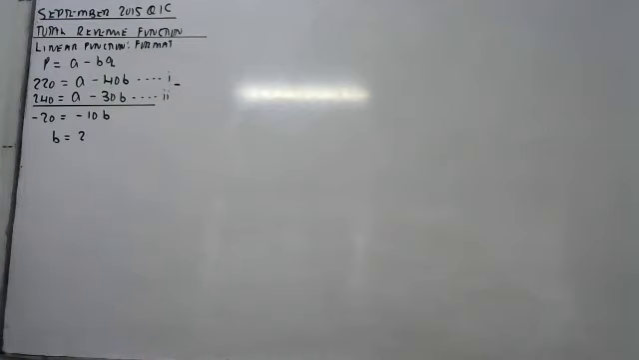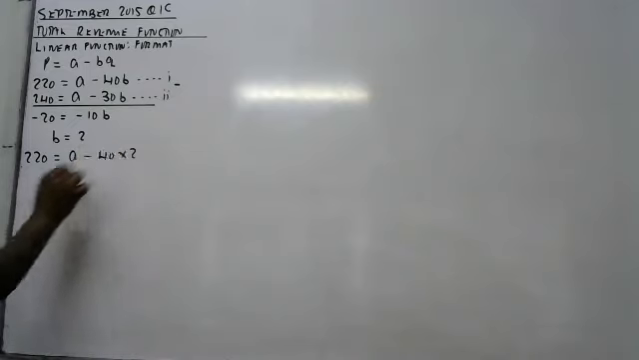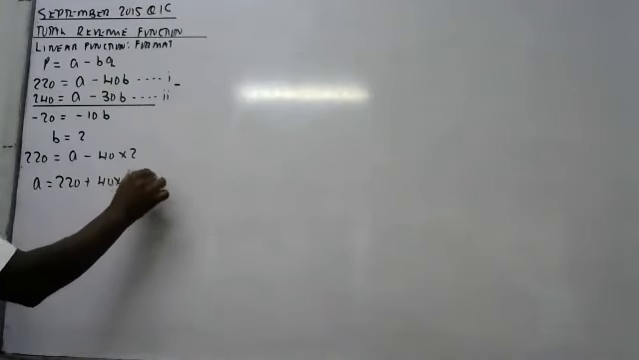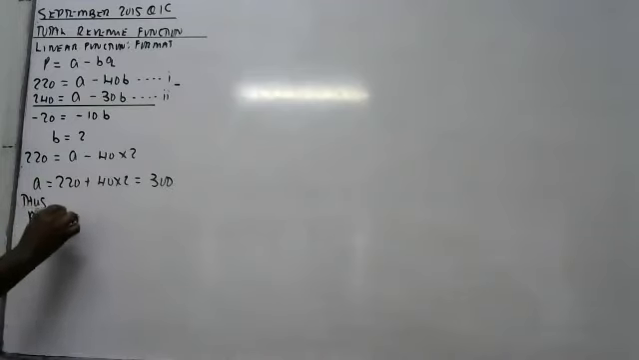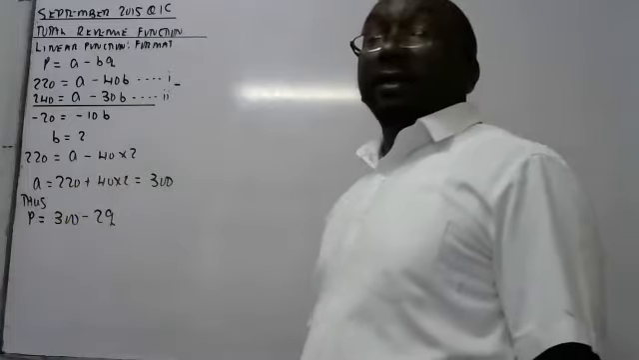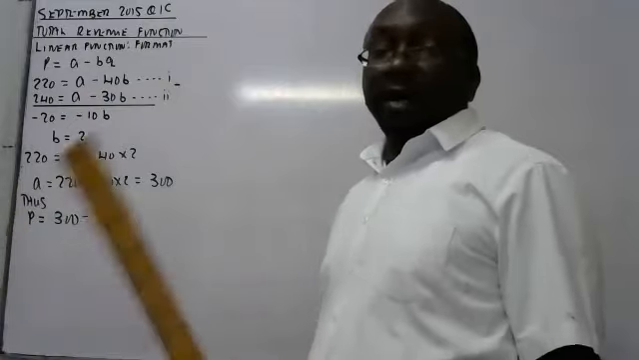Then put B into the first equation: 220 equals A minus 40 times 2. So A should be 220 plus 40 times 2, which is 300. And thus, P equals 300 minus 2Q. You see how easy it is to form a linear function compared with quadratic. But these are the two kinds of equations you get: linear and quadratic.